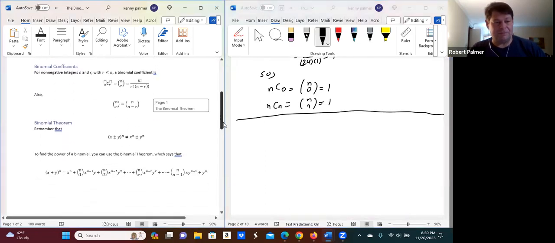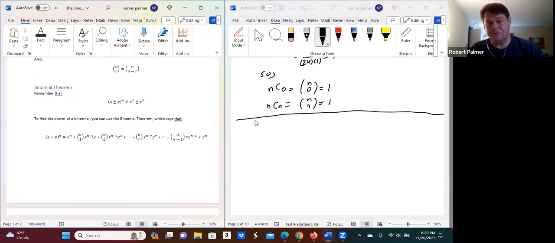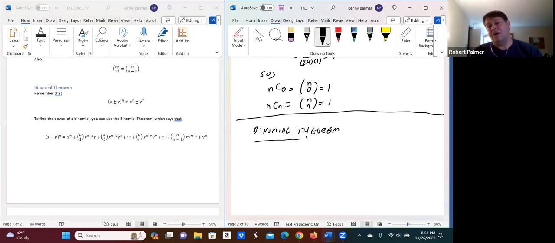Let's go back here to the left. Now, the binomial theorem. First, let's practice a bit of multiplication. If we do a couple quick examples, let's just do x plus y squared. Remember that we can't distribute the power. That's not x squared plus y squared. What this means, of course, is x plus y times x plus y.